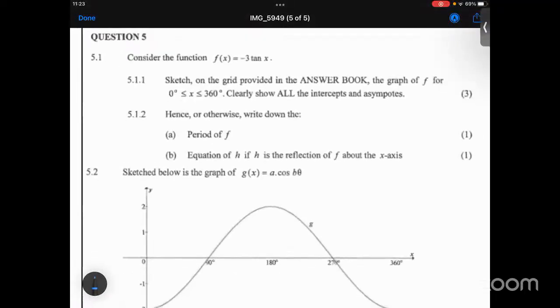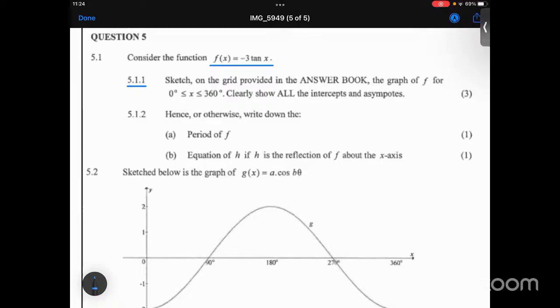Question number 5, 5.1. This is what they want you to do: to consider the function f of x, which is equal to negative 3 tan x. Consider the function f of x being equal to negative 3 tan x. Okay, so what do they want you to do? To sketch on the provided grid in the answer book.